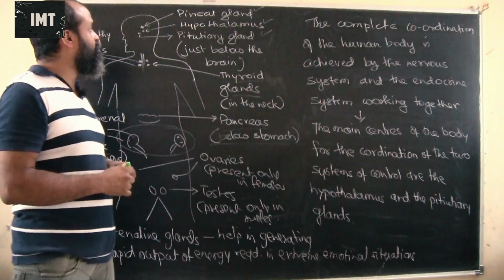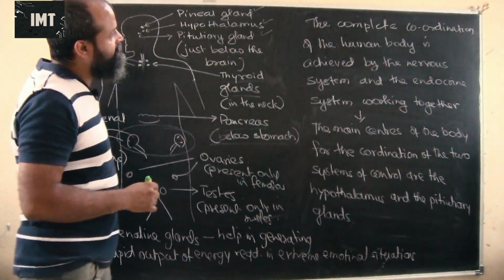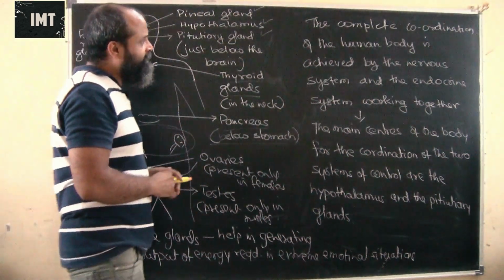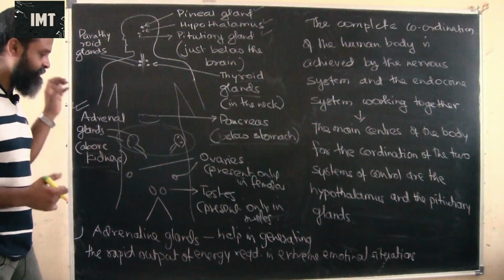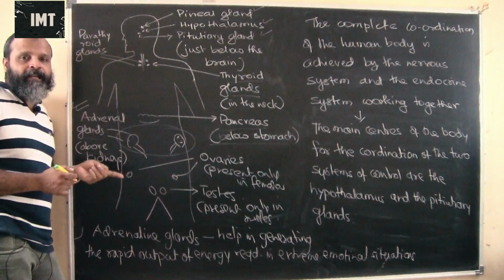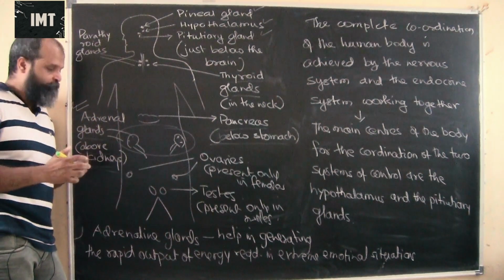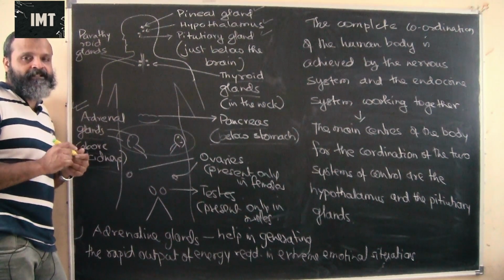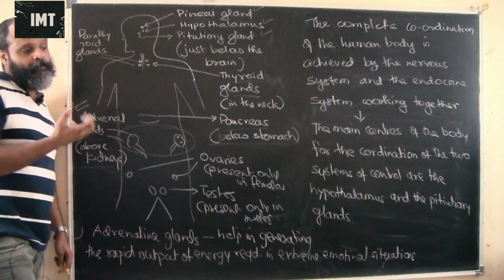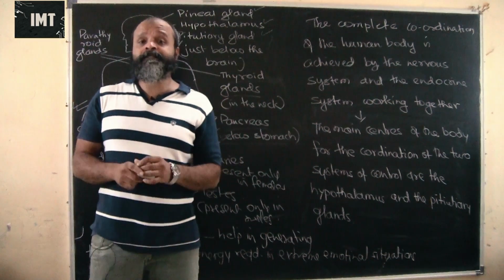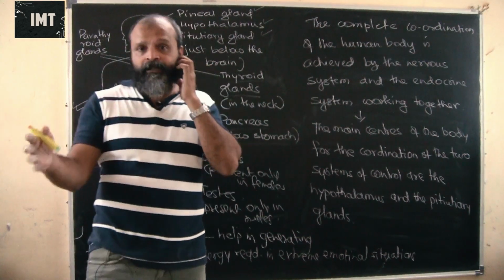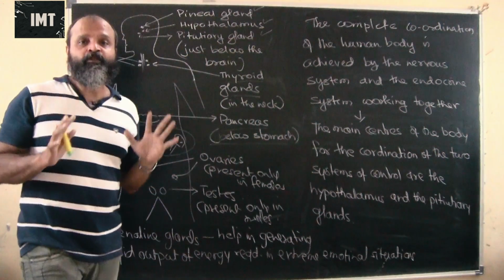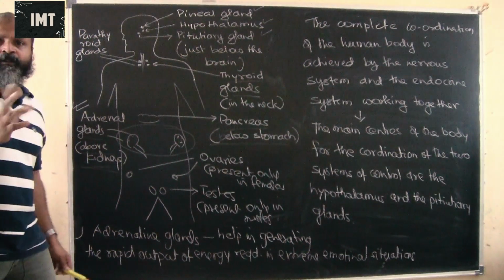Okay, so we have the pineal gland, the complete coordination of the human body. What we were studying was the adrenal glands. The adrenal glands help our body not only cope with emergency situations, like let's say we are being chased by a dog, or some burglars have come into our house and are trying to loot and plunder it. We need to fight with them.